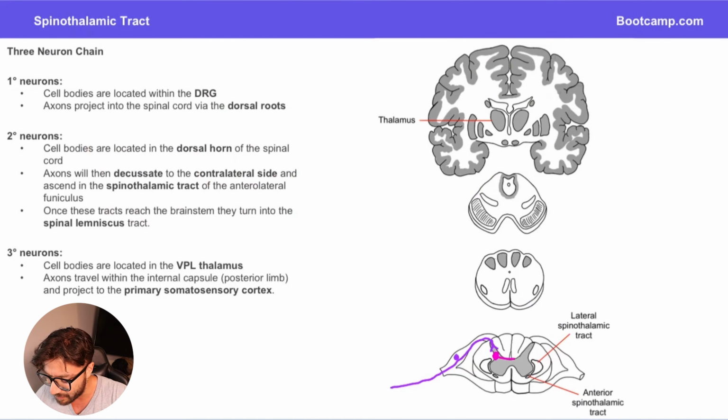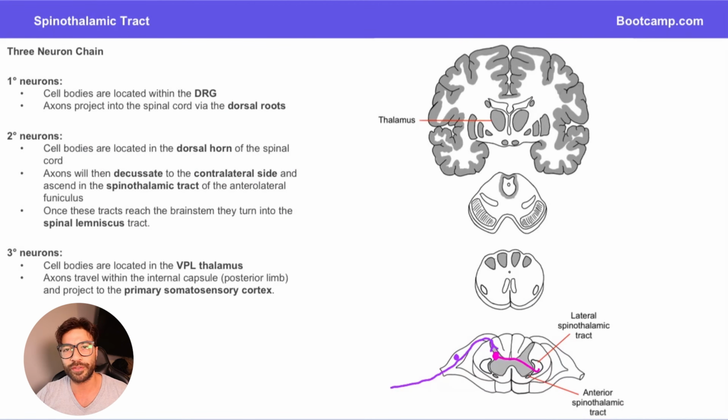This will then decussate, and if this information is regarding pain or temperature, it's going to travel up our lateral spinothalamic pathway. And if it's carrying information regarding crude touch, then it's going to travel up our anterior spinothalamic pathway. So in this case, let's just say it's carrying information about pain and temperature and traveling up that lateral spinothalamic pathway. So it's going to leave the dorsal horn. So that second order neuron then decussates across the spinal cord and enters into the lateral spinothalamic tract. So this is where the crossing over happens.